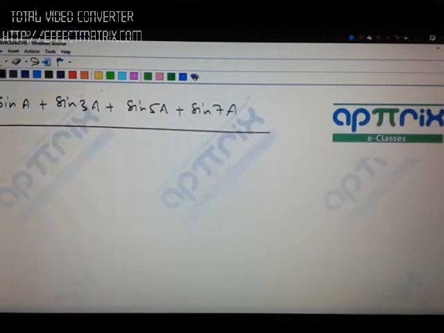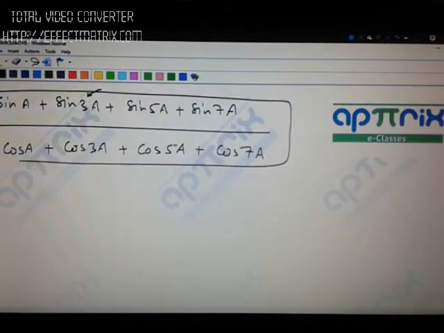I have not taught you the formula of sin 3A, sin 5A, sin 7A. No. And this is given as cos A plus cos 3A plus cos 5A plus cos 7A. If I ask you to calculate this, how will you do it? Think and give me a reply. Are you able to solve this question at this stage or not? Or do you need some formula or approach?